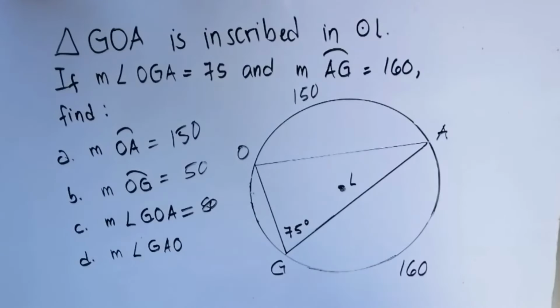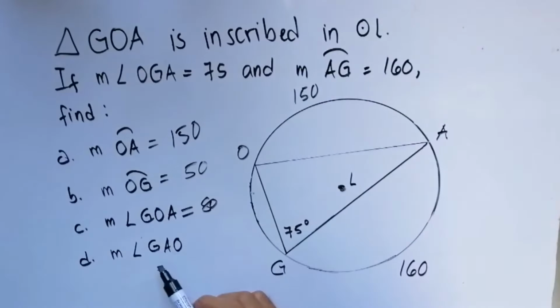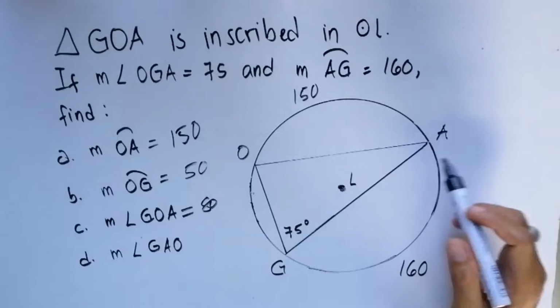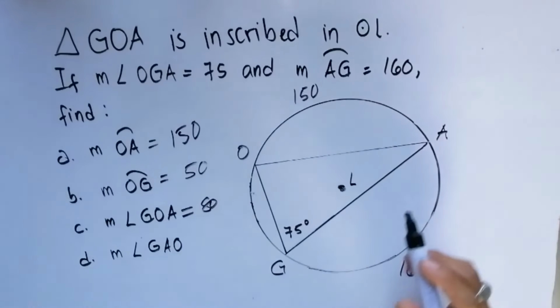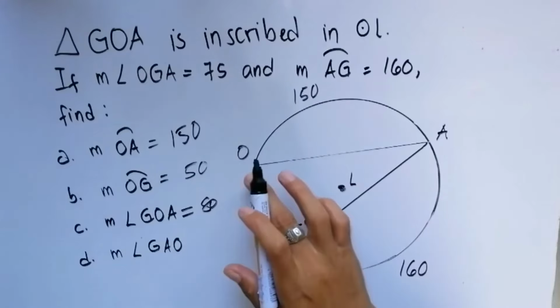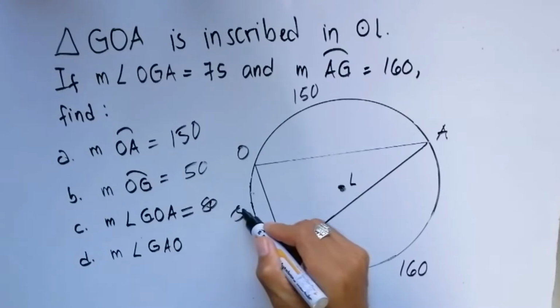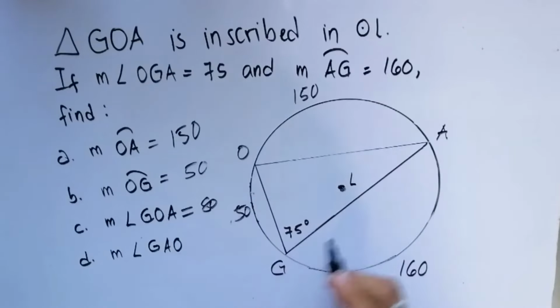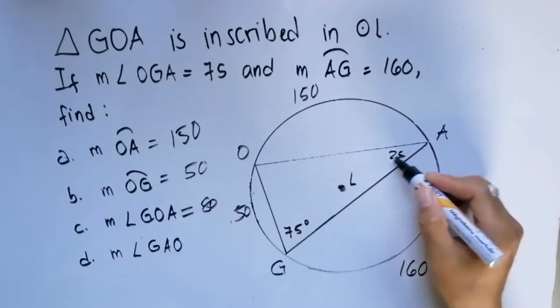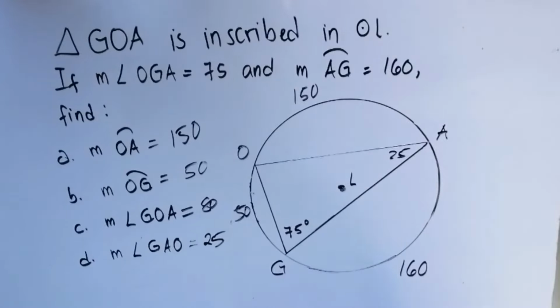Then the measure of angle GAO is 1/2 the measure of its intercepted arc, which is OG. The measure of arc OG is 50. So 1/2 of this is 25. So this is equal to 25.